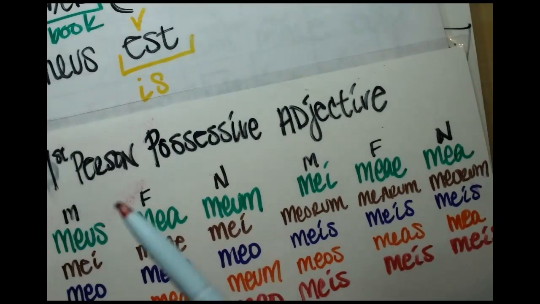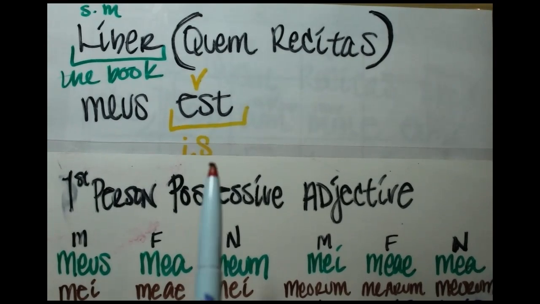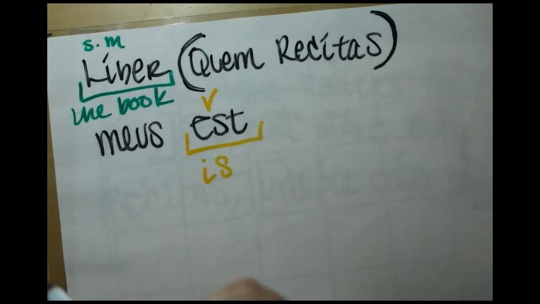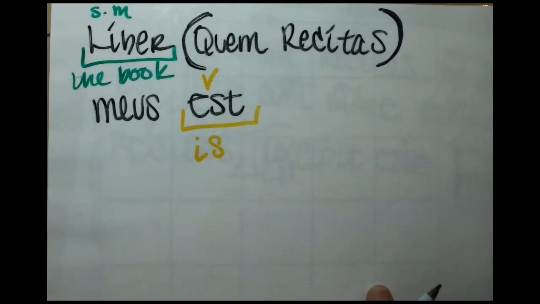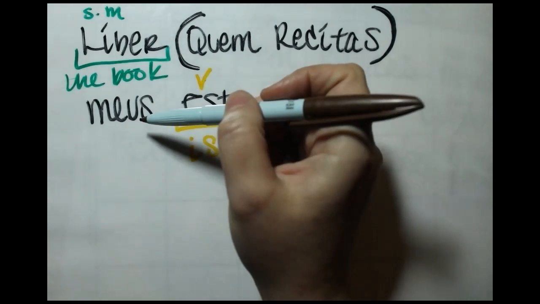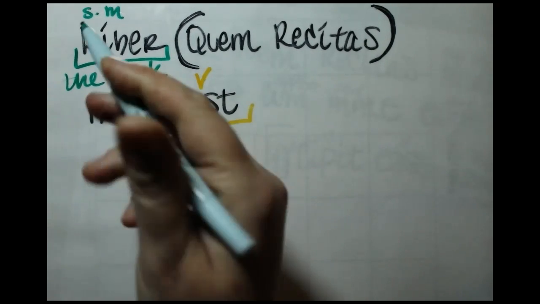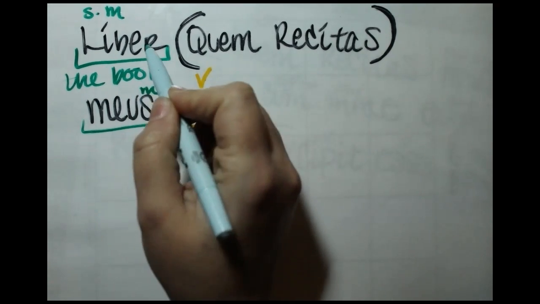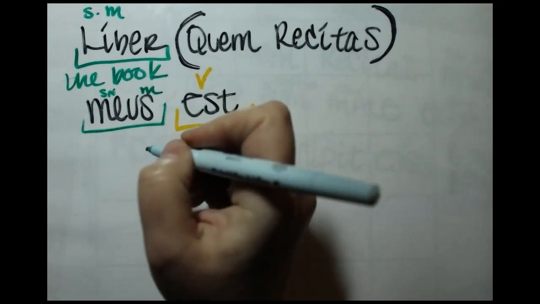What do we have here? Meus, that is the nominative singular masculine form. Okay, so it is an adjective, even though it's a personal possessive pronoun adjective, it's still an adjective, so it needs to agree with a noun in gender, number, and case, which it does with liber there. Gender, masculine. Number, singular. And case is nominative.